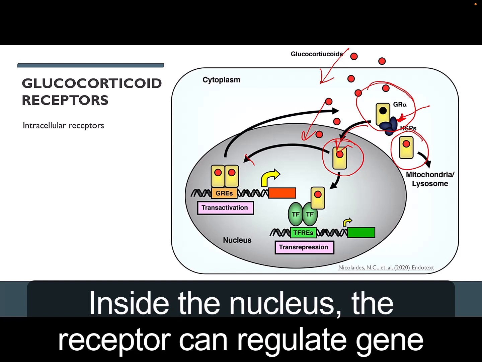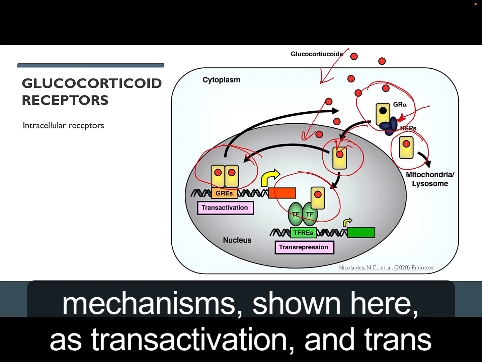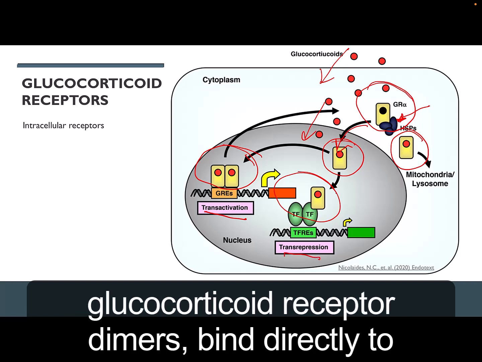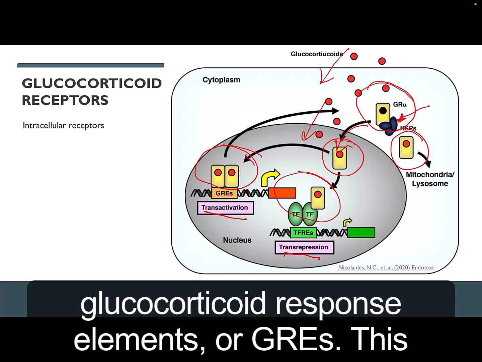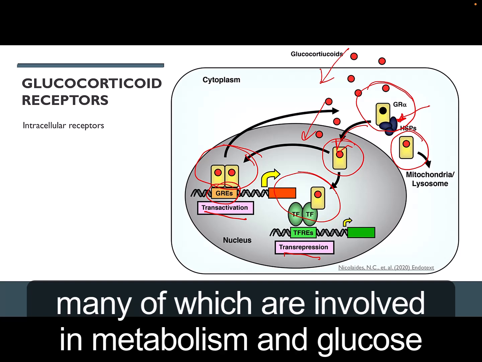Inside the nucleus, the receptor can regulate gene expression. This happens through two major mechanisms, shown here as transactivation and transrepression. In transactivation, glucocorticoid receptor dimers bind directly to specific DNA sequences called glucocorticoid response elements, or GREs. This leads to increased transcription of target genes, many of which are involved in metabolism and glucose regulation.